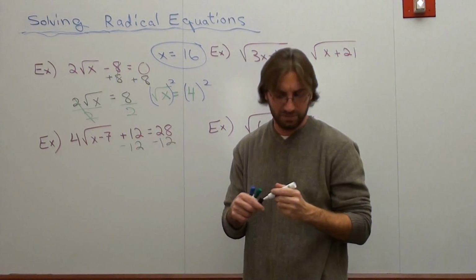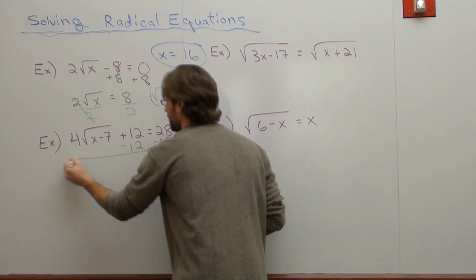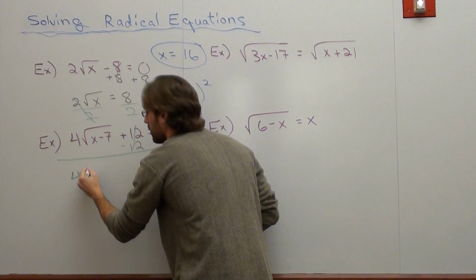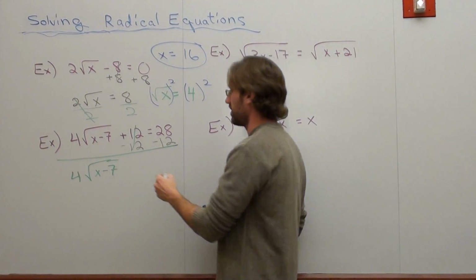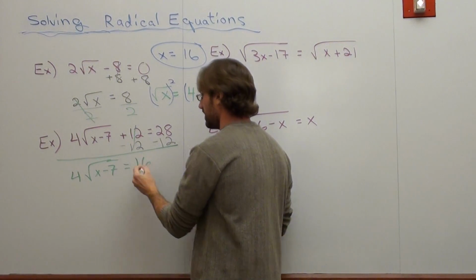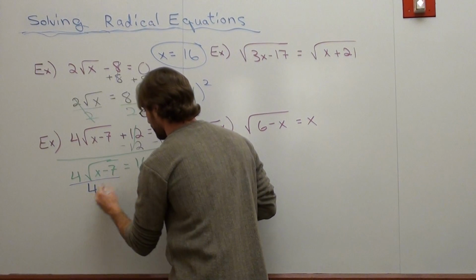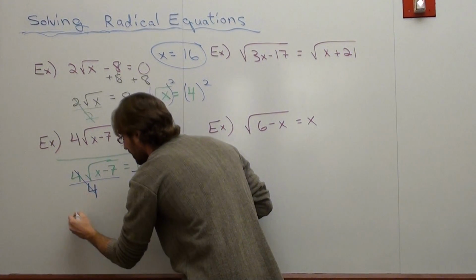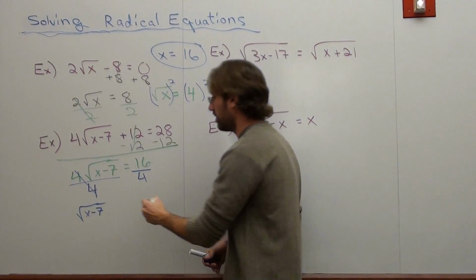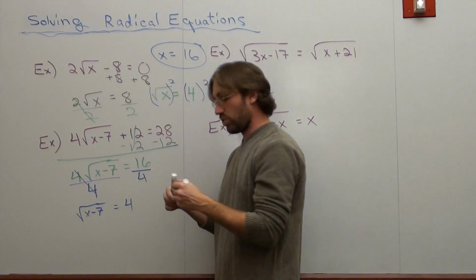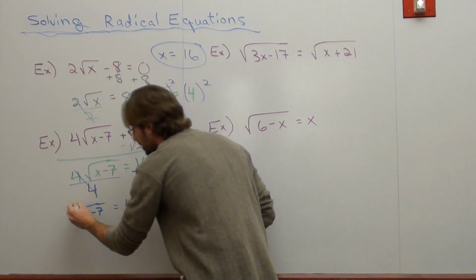I don't really think you can see that marker anymore. Subtract 12 on both sides. 4 times root of (x minus 7) is equal to 16. Divide by 4. Root of x minus 7 is equal to 4. Same thing, if you want to get rid of a square root, you have to square both sides.